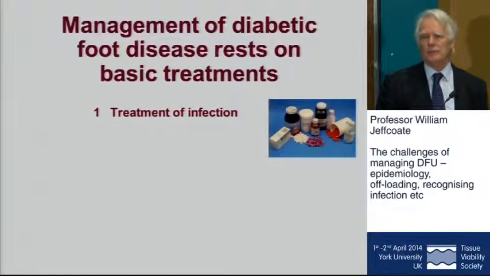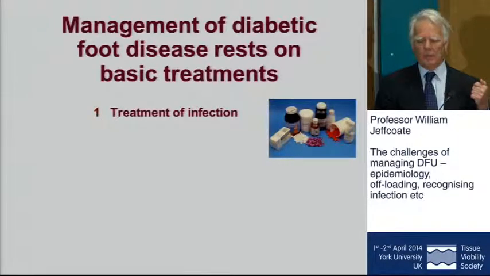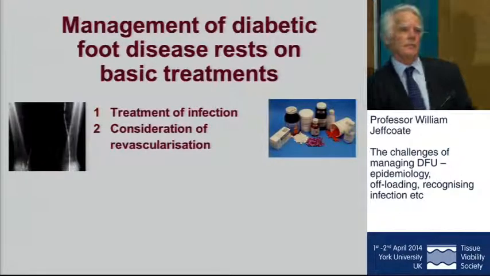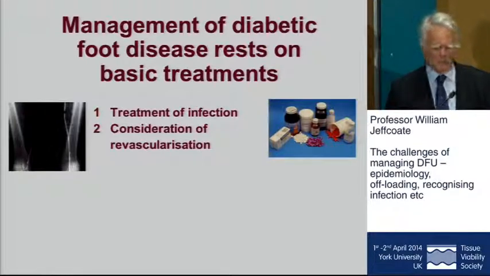Treatment of infection. Infection is just a complication of ulcers. It's not necessarily something which causes it, but nevertheless, when someone first appears, it's the first thing you do, partly because it's making the thing worse, and partly because it's relatively easy to treat. Then you've got to consider revascularization. Has the person got peripheral arterial disease we need to do something about?